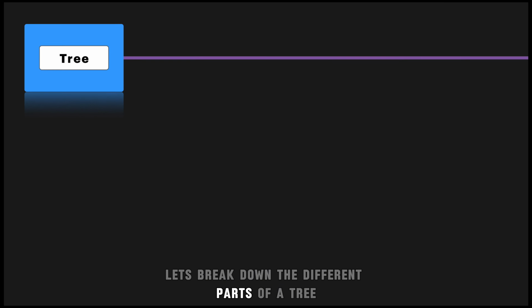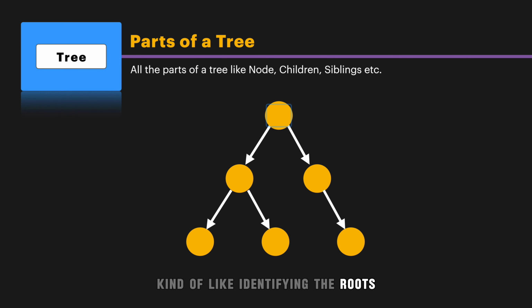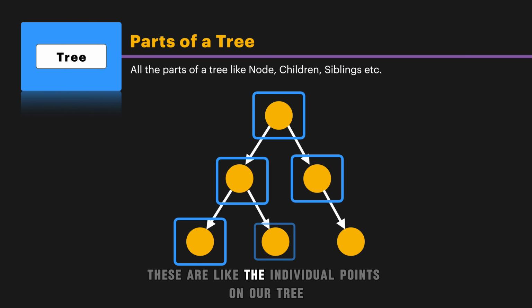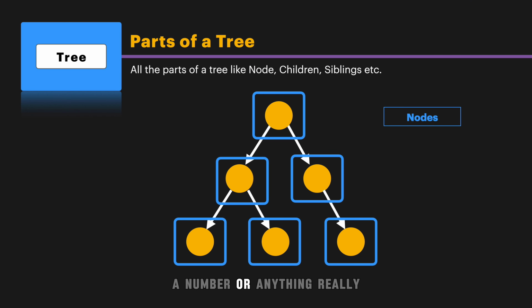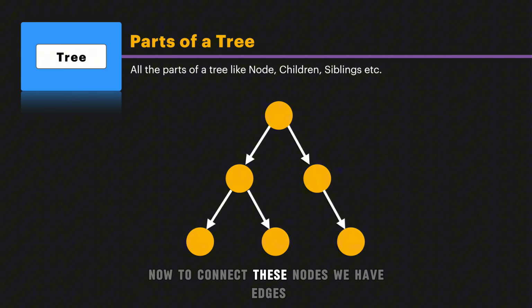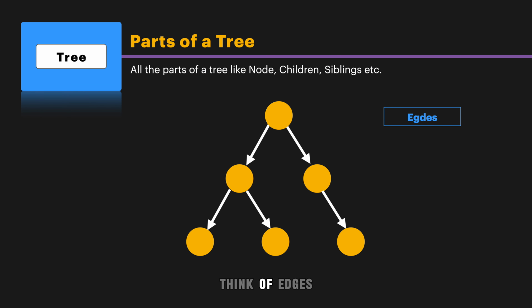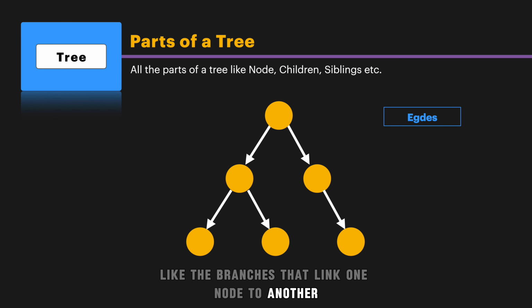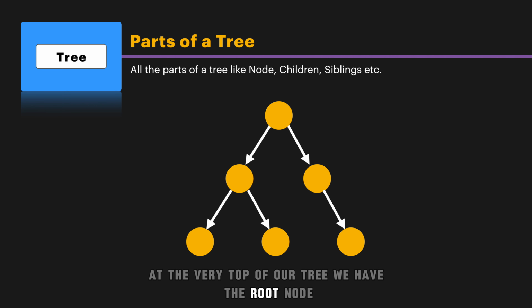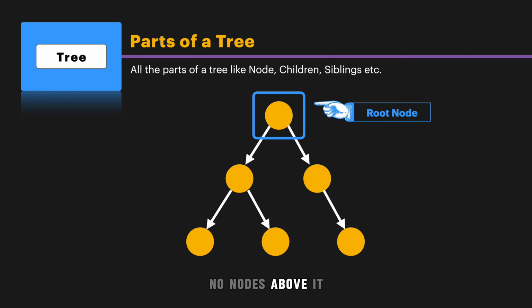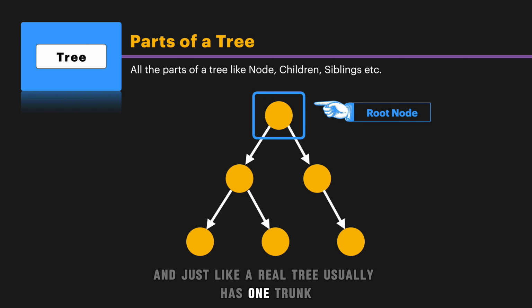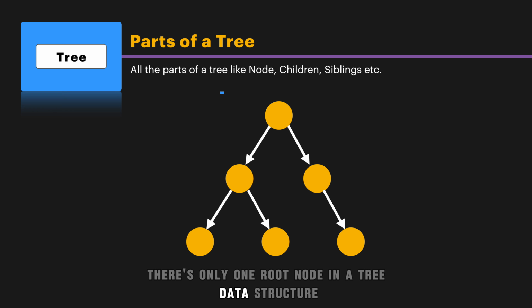Let's break down the different parts of a tree, kind of like identifying the roots, branches, and leaves of a real tree. First off, we have nodes. These are like the individual points on our tree. Each node holds a piece of data, like a name, a number, or anything really. Now, to connect these nodes, we have edges. Think of edges like the branches that link one node to another. They show us the relationships between the nodes. At the very top of our tree, we have the root node. It's like the main trunk of the tree, it doesn't have any parents, no nodes above it. And just like a real tree usually has one trunk, there's only one root node in a tree data structure.